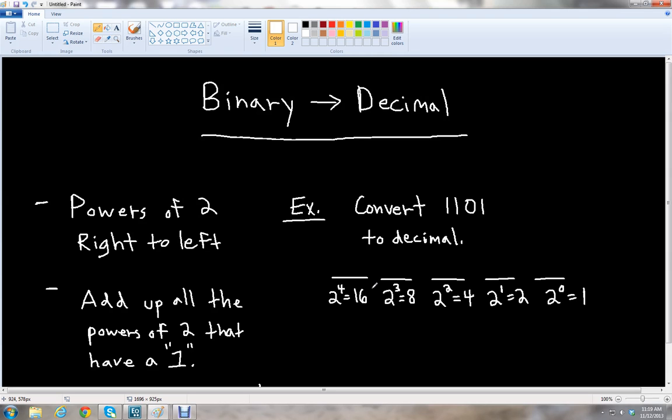The best way to remember this is you just start with the number 1 and then you double each time. So 1 doubled is 2, 2 doubled is 4, 4 doubled is 8, 8 doubled is 16, 16 doubled is 32, 32 doubled is 64, etc.